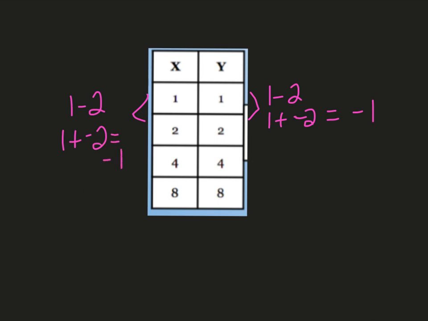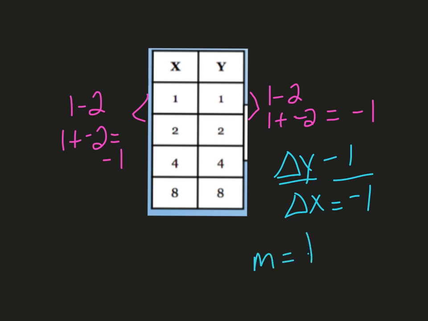Okay, so hopefully, no matter which ones you picked, your change in y is -1, and your change in x is also -1. So what is -1 divided by -1? It's +1. So your slope is 1.